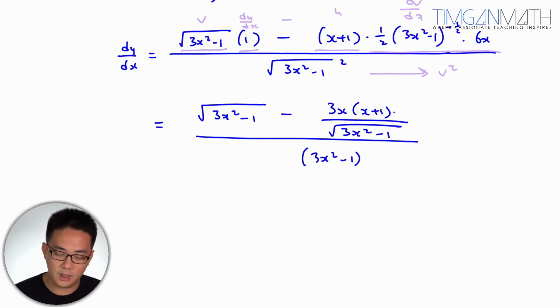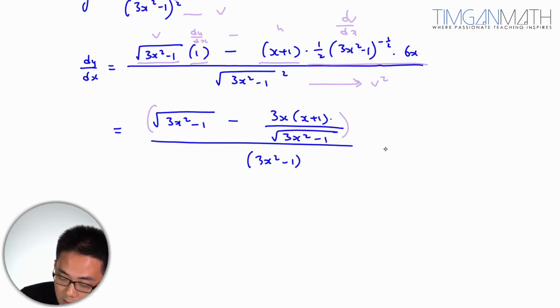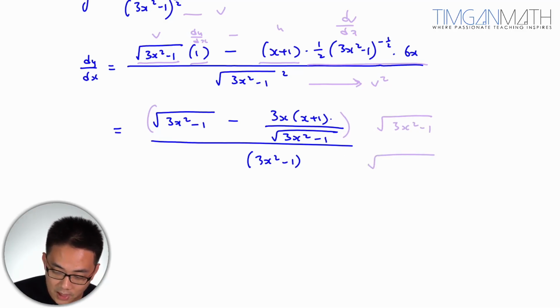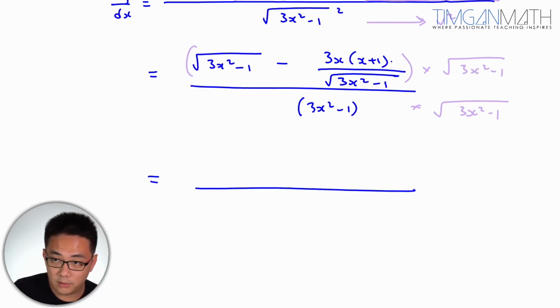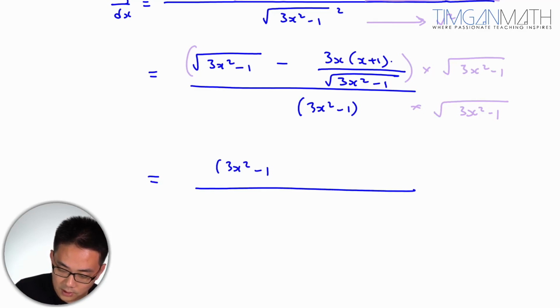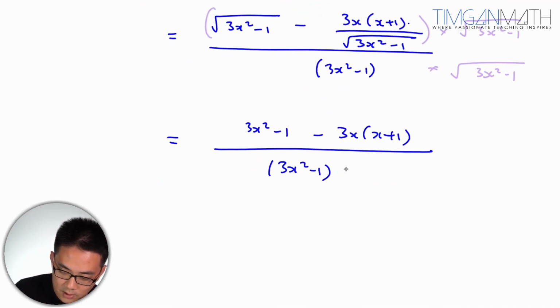Now what to do next? There's a fraction among the fractions. So what I will suggest is you multiply top and bottom by the square root of 3x squared minus 1, to get rid of the fraction here. What you will get nicely would just be the square root of 3x squared minus 1 multiplied with this, and we just get back 3x squared minus 1, right? And after which you have this would be 3x plus 1. You see that? And the bottom here, this would be 3x squared minus 1 times 3x squared minus 1 to the power of half.